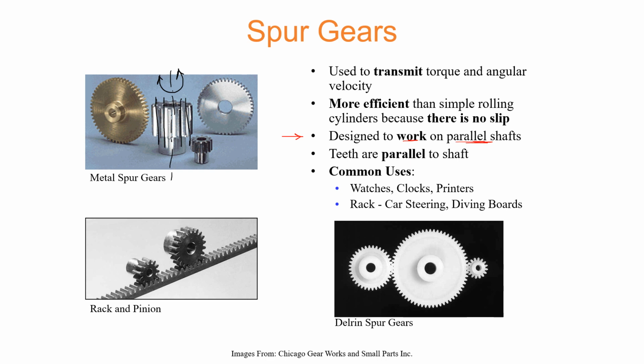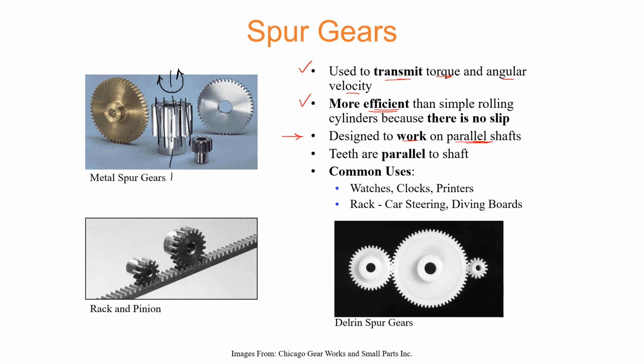Now, I should take a step back and show you what the ultimate objective of having gears is. It is to transmit torque as well as angular velocity from the input side to the output side, and that's exactly what it has to do. And when we compare it with simple rolling cylinders, it is going to be much more efficient. So that's the selling point for opting for spur gears.